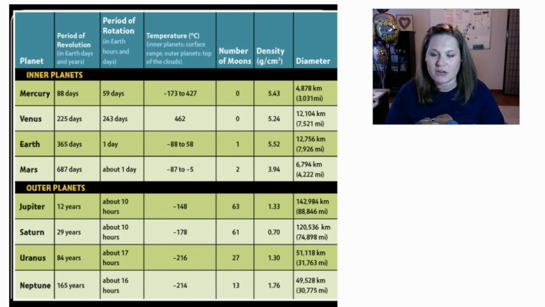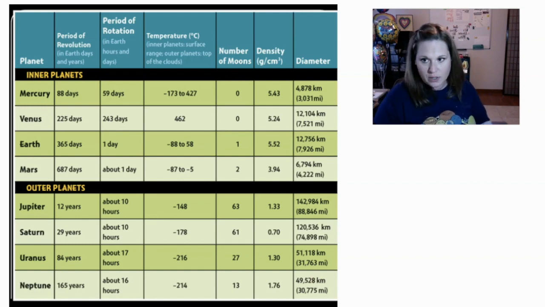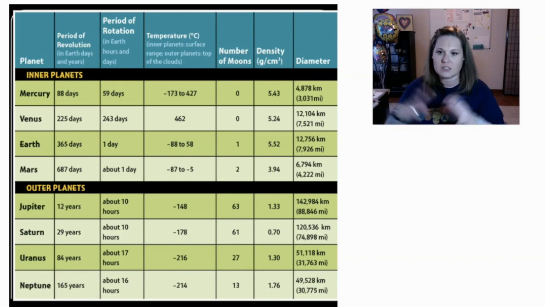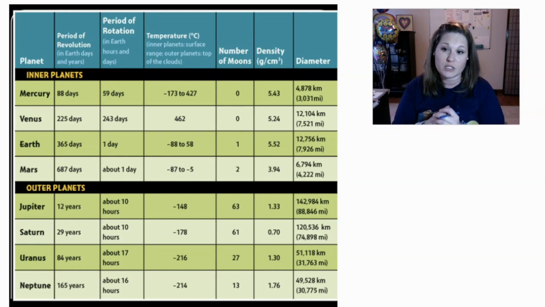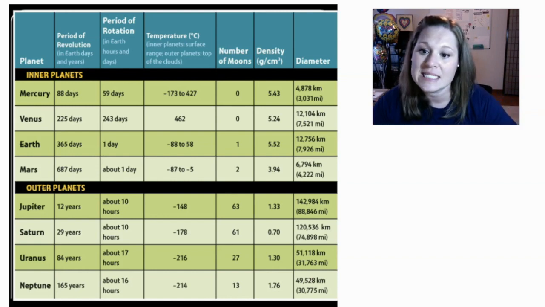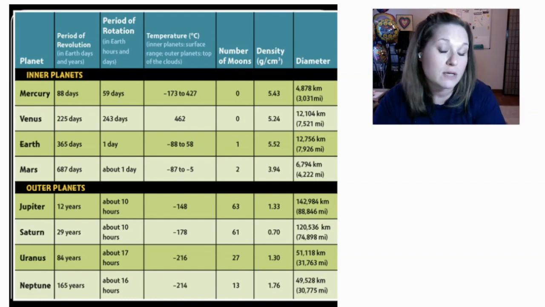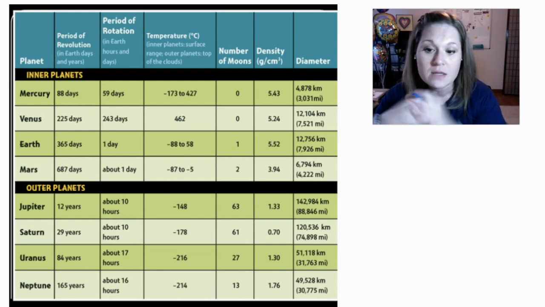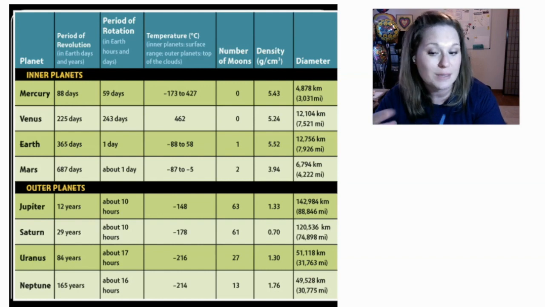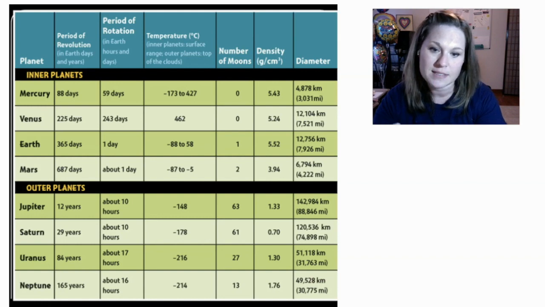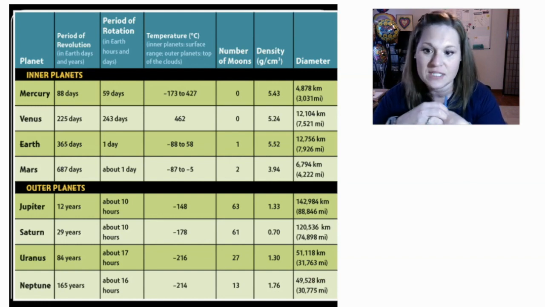I do want to focus right here on the temperature. Let's go ahead and start with the temperature. It says that the inner planets surface range, outer planets top of the clouds. So they're telling you where they're getting that information for temperature, and it is in degrees Celsius. Look at the range here. I'm going to start with Earth because we don't really use Celsius in the United States. We use Fahrenheit. So these numbers probably don't mean the same thing to you as if they were in Fahrenheit, but we can still use this info to help us. So it says negative 88 to 58 degrees Celsius is the range.